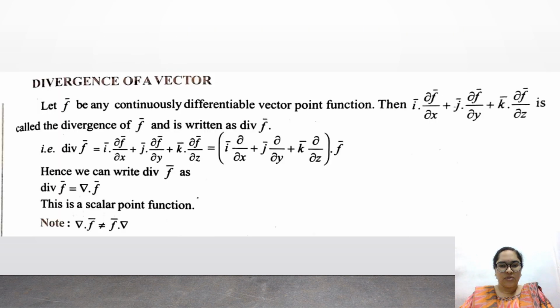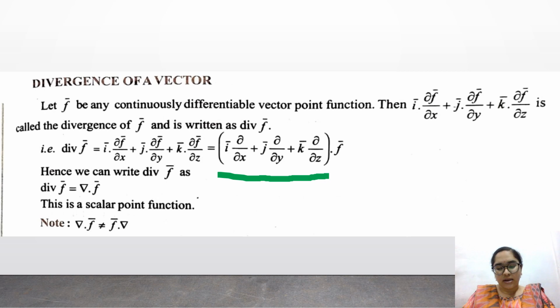So first, divergence vector. Here they have given the total theory, but in simple terms, divergence vector is a dot product of del and f bar. f bar is any vector point function. Del is i bar into dou by dou x plus j bar into dou by dou y plus k bar into dou by dou z. Let me show you. So this whole thing is del. So del dot f bar is the divergence of a vector.